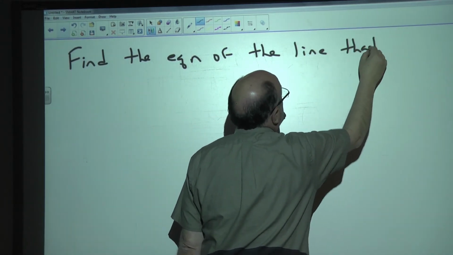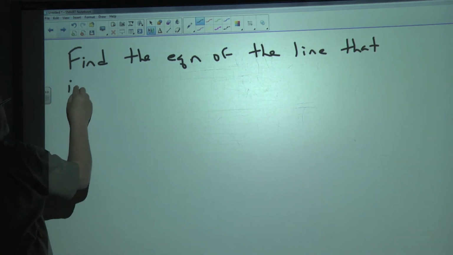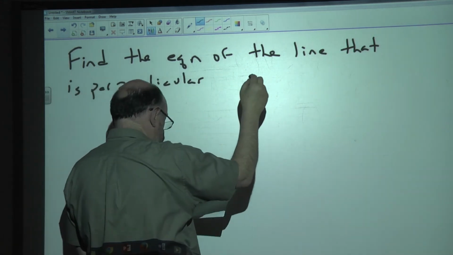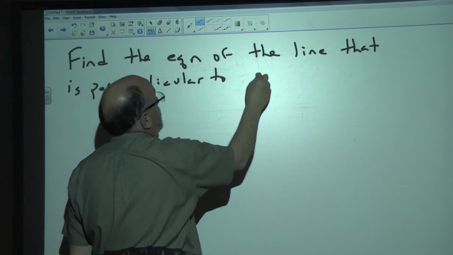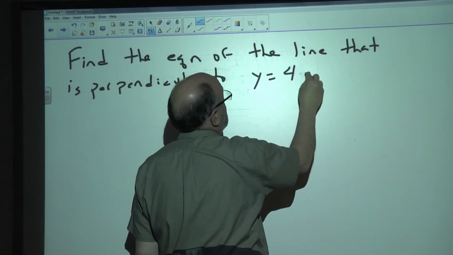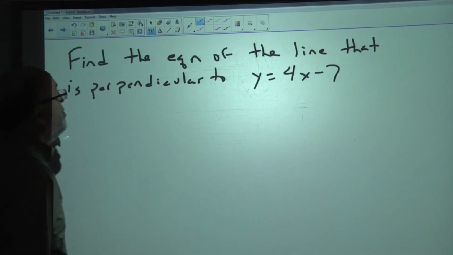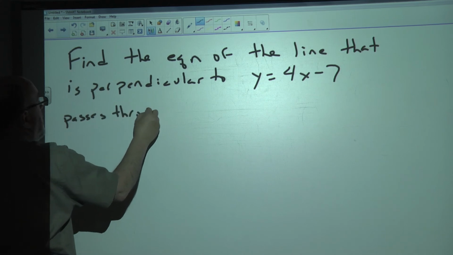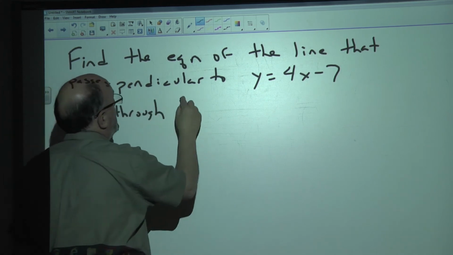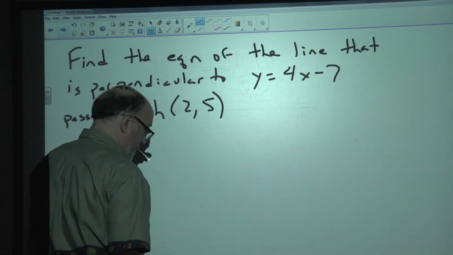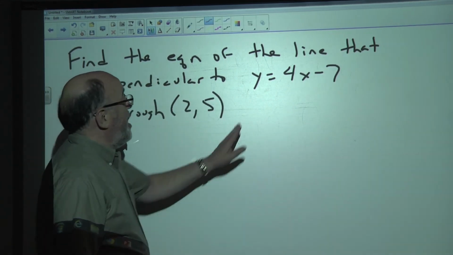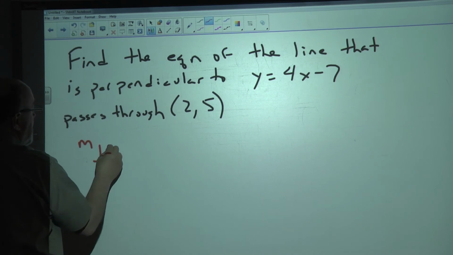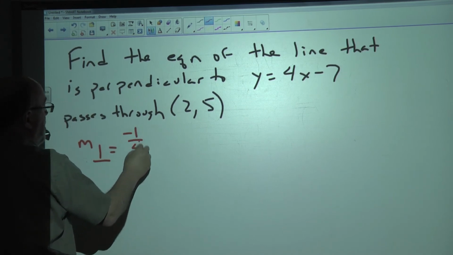That is perpendicular to y equals 4x minus 7 and goes through the point 2, 5. Right? So the slope of my given line is 4. So that would mean that the slope of my perpendicular line is going to be negative 1/4.